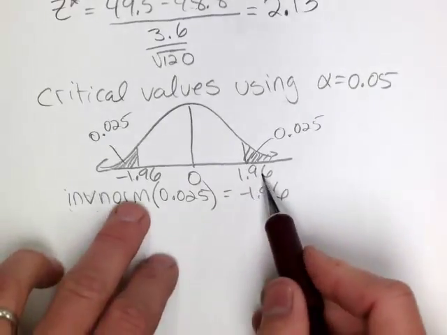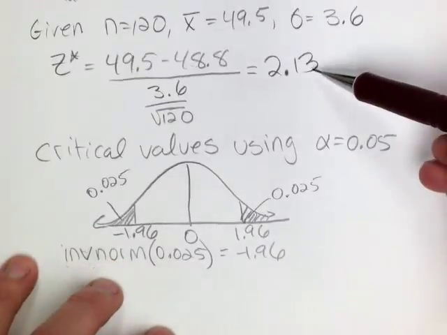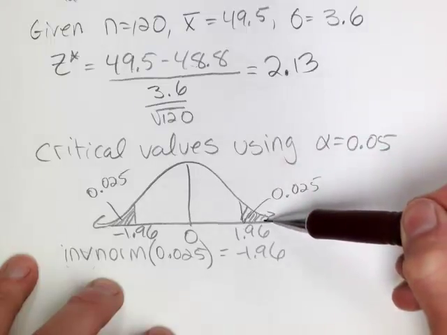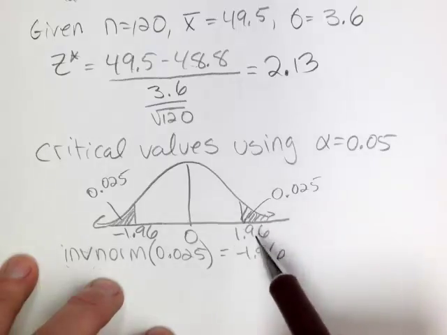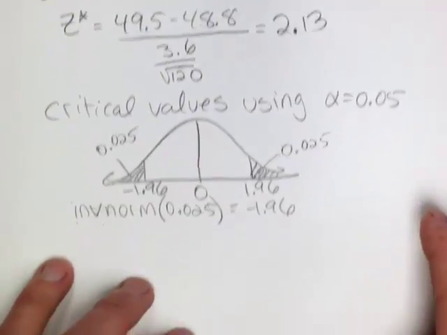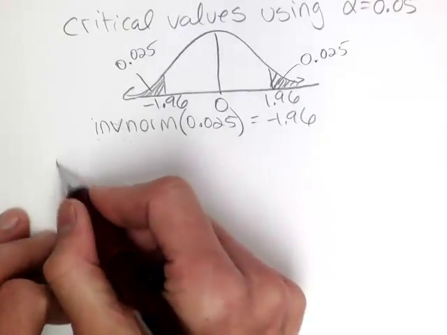So I have two of these critical values here. At this point in time, I can take a look at my test statistic and see that I am clearly in this rejection region, because I'm above 1.96 on the horizontal axis. So I know that I'm going to be rejecting the null. Okay, let's go ahead and find the p-value.